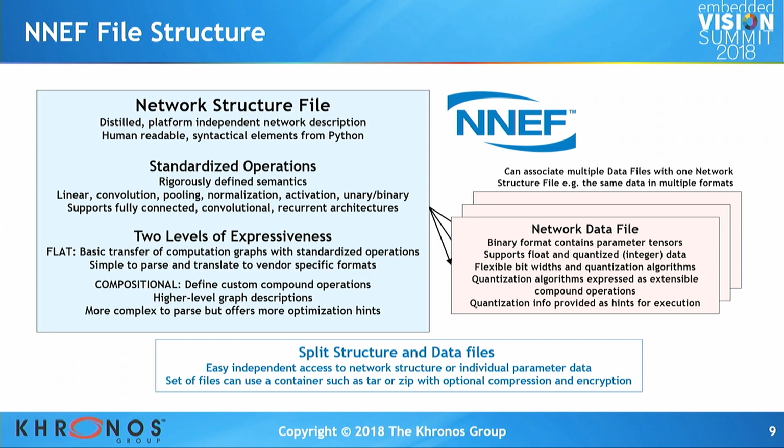And in the structure file, we have what ONNX has, which is like a straightforward mapping of the graph of the tensors and the operation layers into a graph structure. But we also have custom compound functions. So you can do things like kernel fusion and create a compound operation that can give a lot more hints to the inferencing engine on how that network is to be optimized.